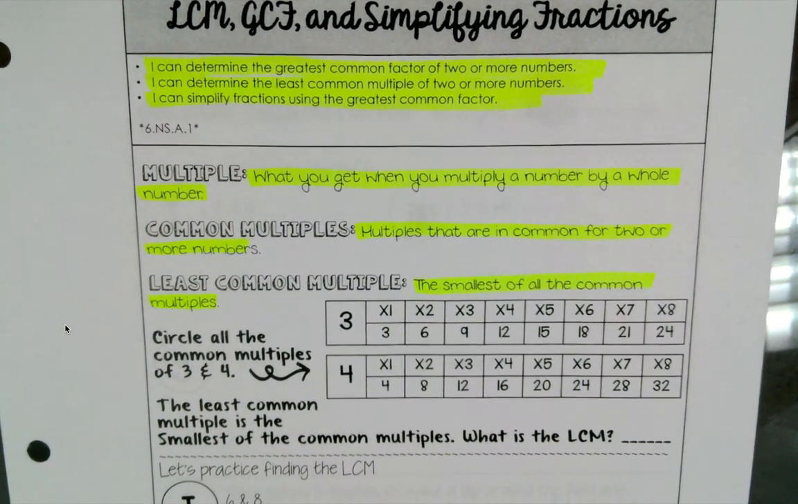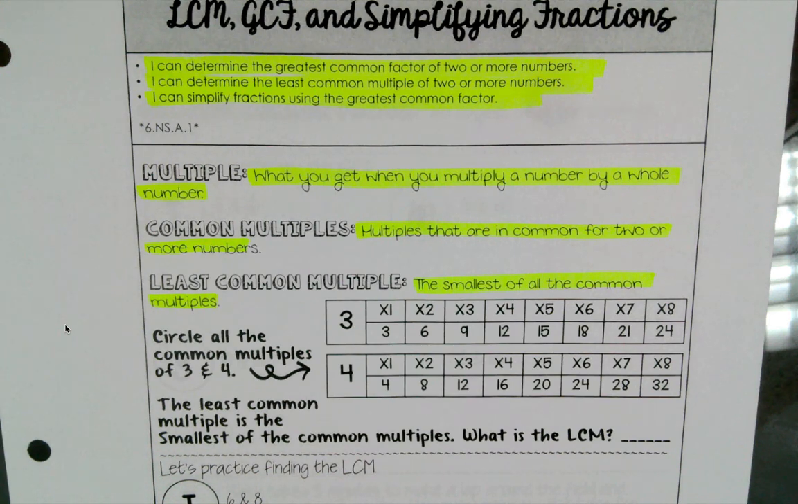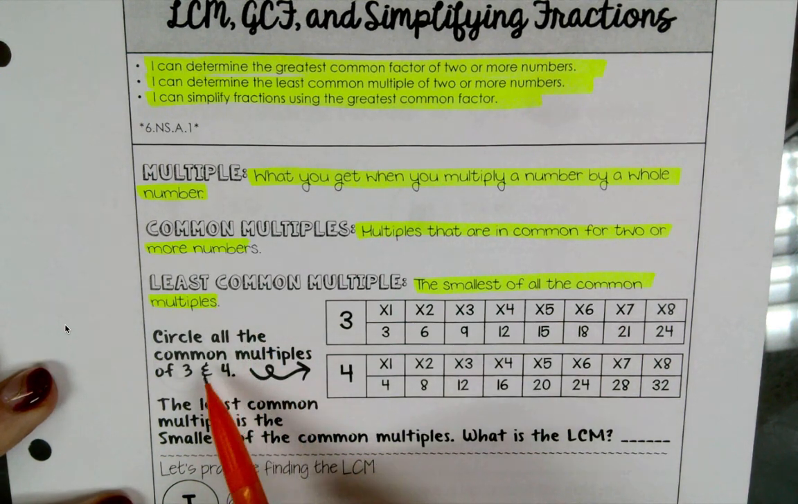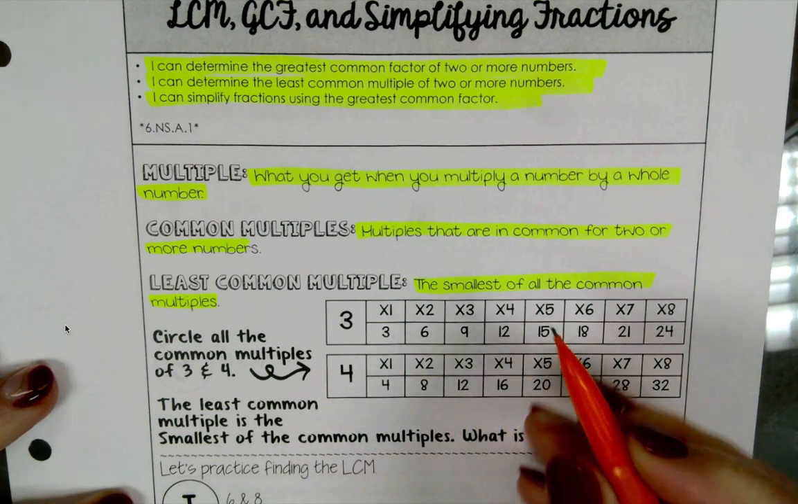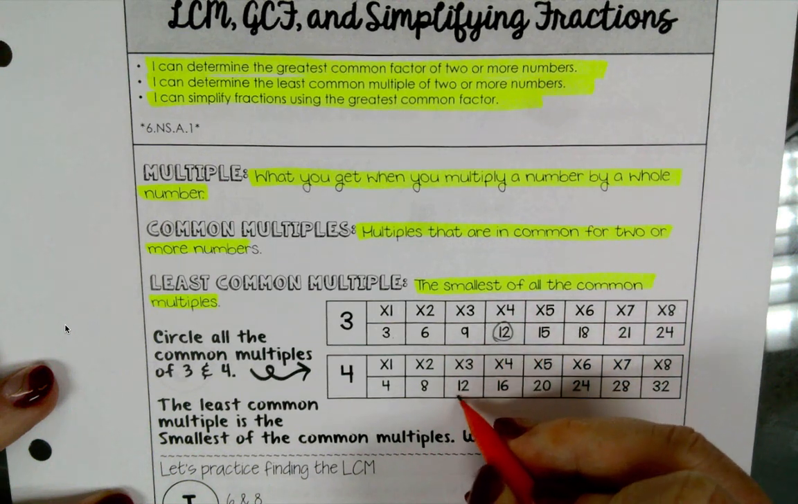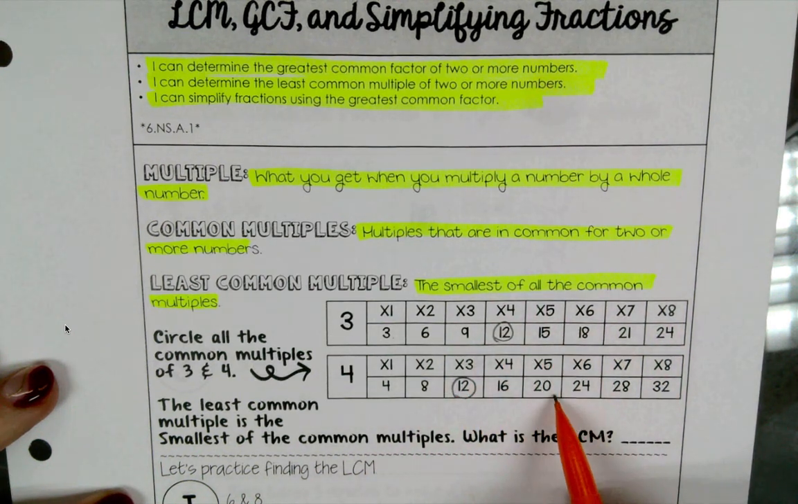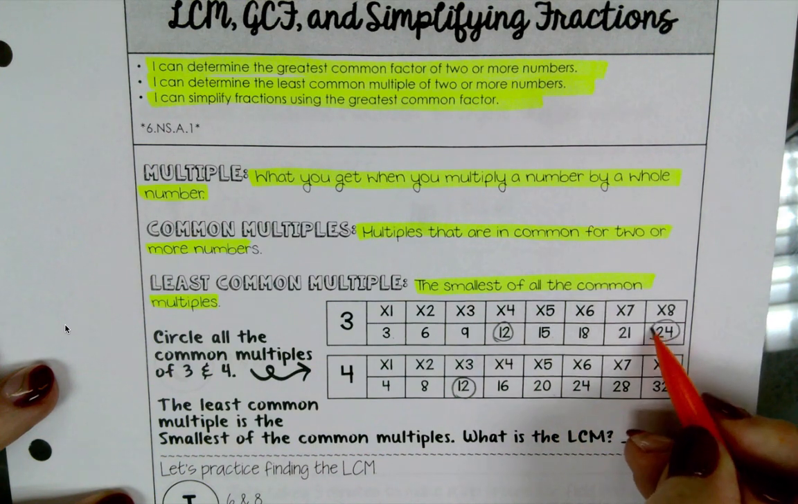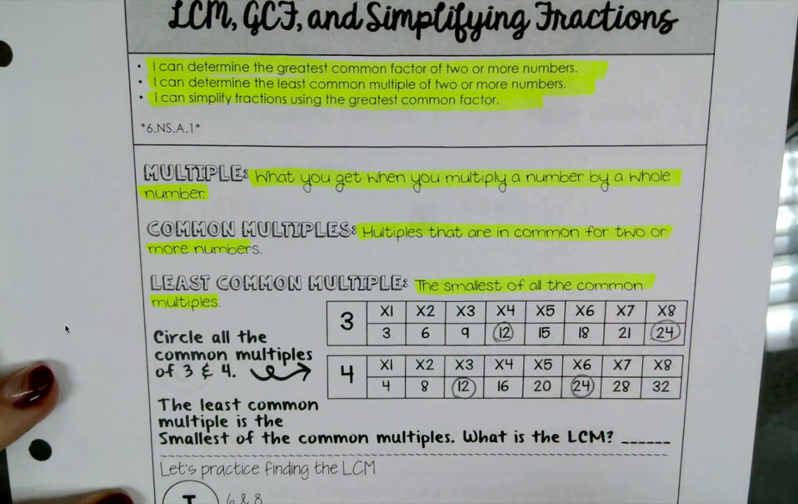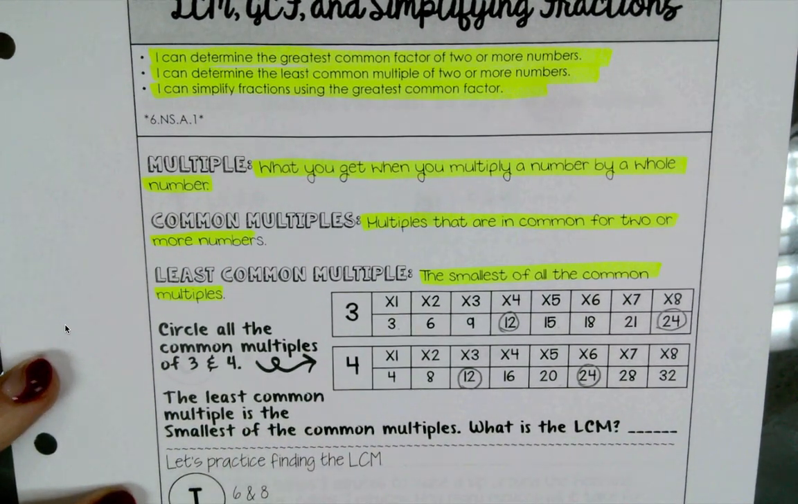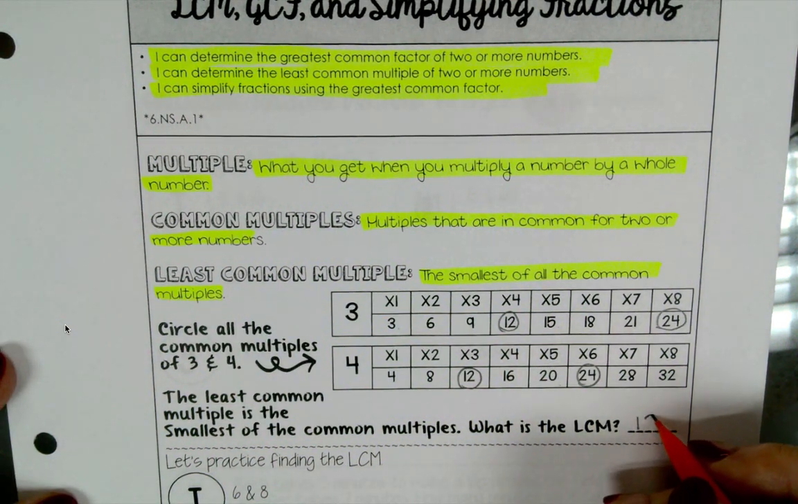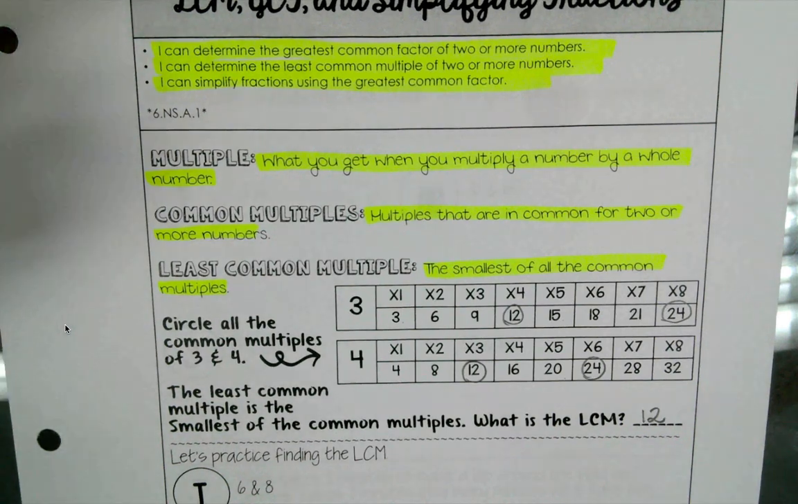Okay, so what we're going to do right here is we're going to circle all the common multiples of 3 and 4. So 3 and 4, what number? Oh, they share 12. Okay, let's see. They share 24. And that's it. Right here they share. But the least common multiple is the smallest one they share, which in this case is 12. Okay? Now let's practice this.